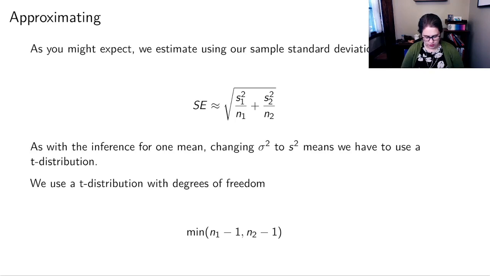And what we're going to use is the minimum of n minus 1, that's basically the degrees of freedom for the first group, and n minus 2, that's the degrees of freedom for the second group. So whichever one of those is smaller is the one we're going to use.